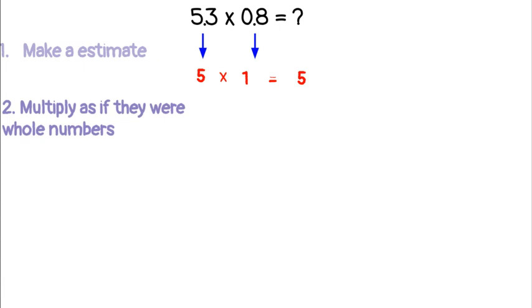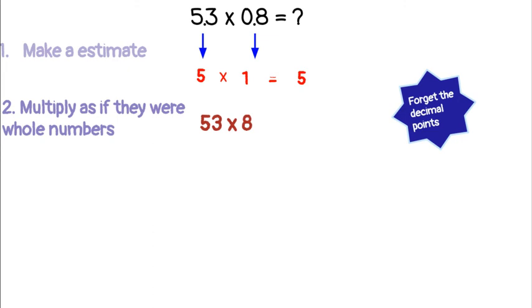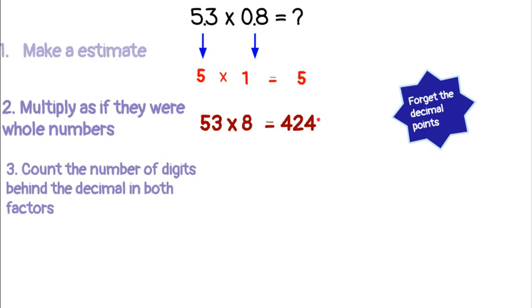Step 2 is to multiply as if they were whole numbers. Forget about the decimal points. So as you can see, I don't have any decimal points in here. I also don't have a 0 from 8/10. And then we multiply them. You get 424.